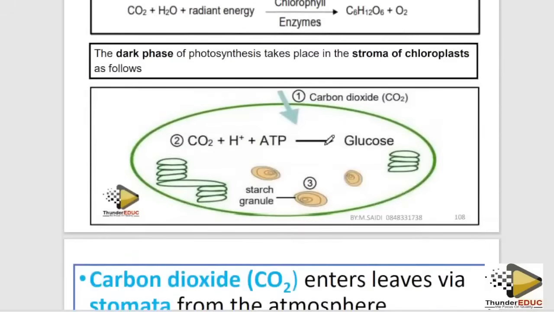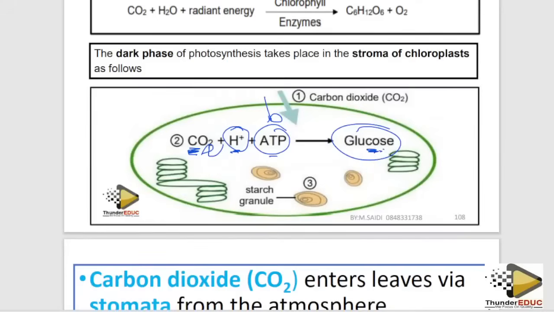You see? So once the NADPH enters the dark phase, what happens? This hydrogen is going to combine with the carbon dioxide, meaning that carbon dioxide is being used in the dark phase, plus the ATP, and then glucose is going to be produced. So basically what happens in the dark phase is the combination of carbon dioxide plus the hydrogen ion from the light phase, which occurred in the grana, plus ATP, and then glucose is being formed.